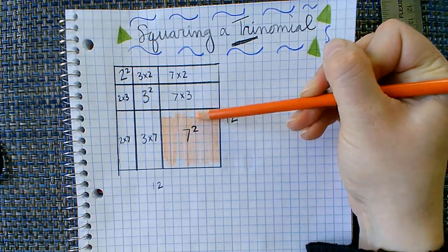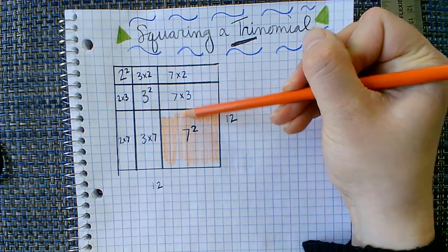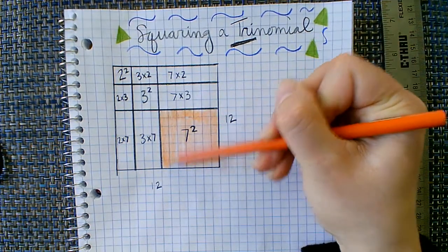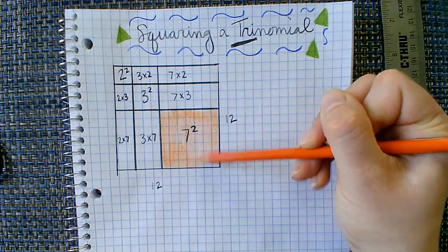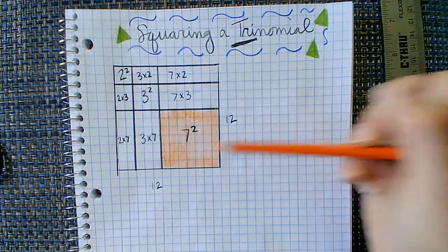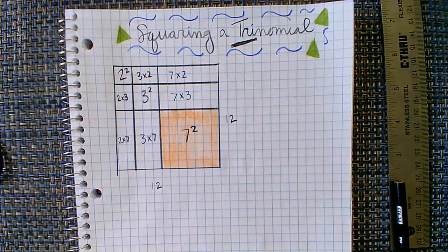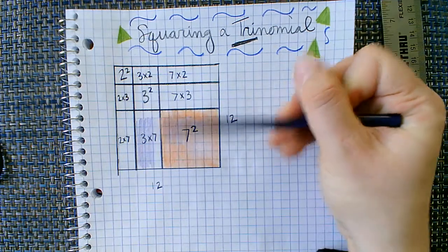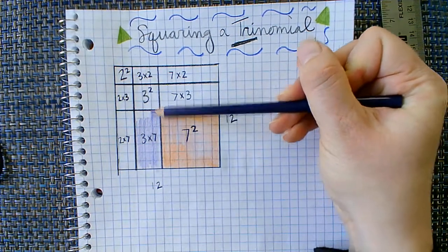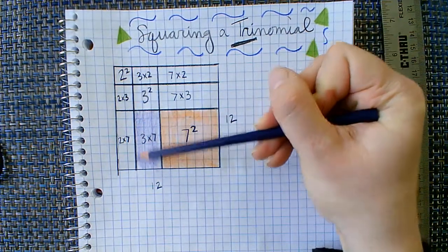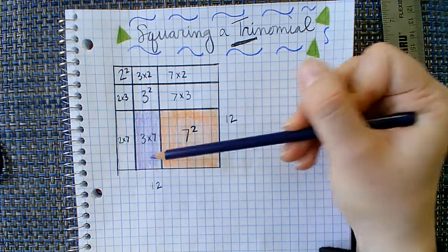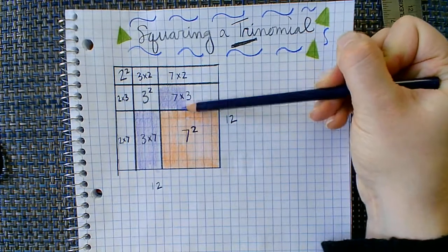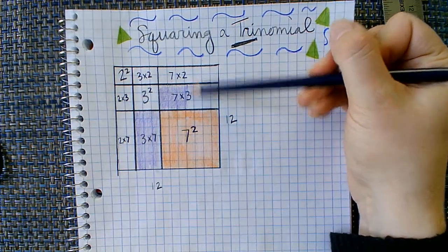However, key thing to remember is all pieces that have the same value should be the same color. So I'm not going to use 9 different colors here. No, no, no. I'm going to pick out my purple. I've got my 3 by 7 right here. And what do I know is equal to 3 by 7? Well, because of the commutative law, I know that 3 times 7 is the same as 7 times 3. So I'm going to color that in. My purple.